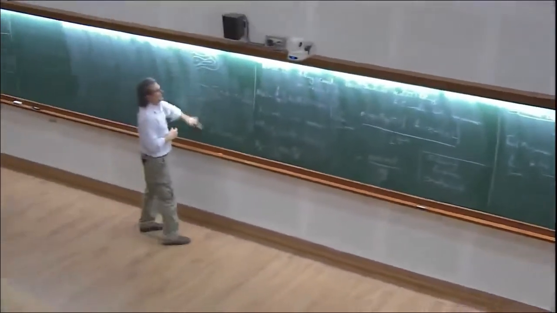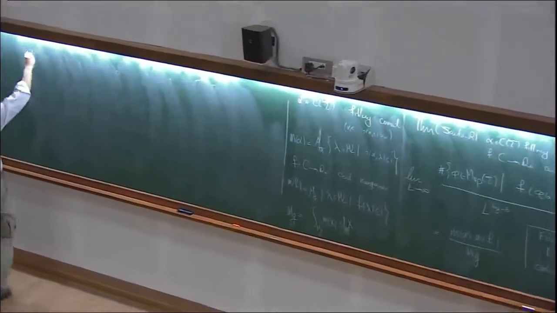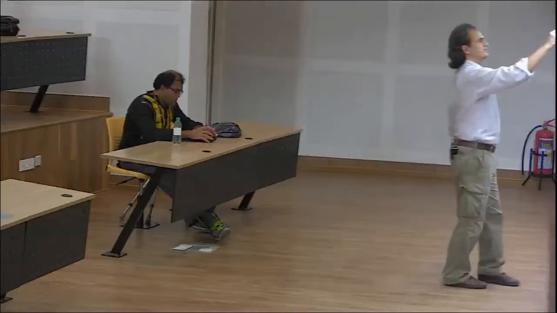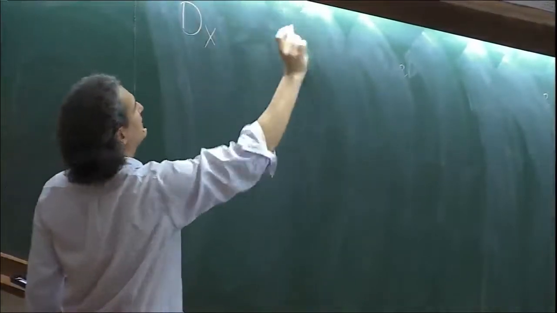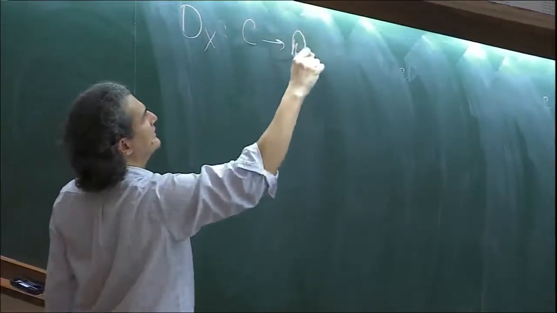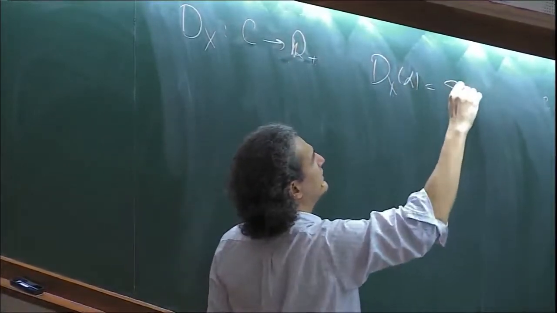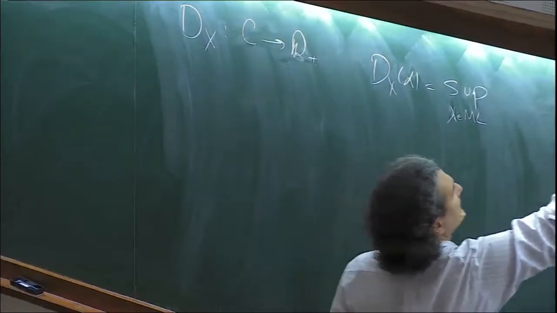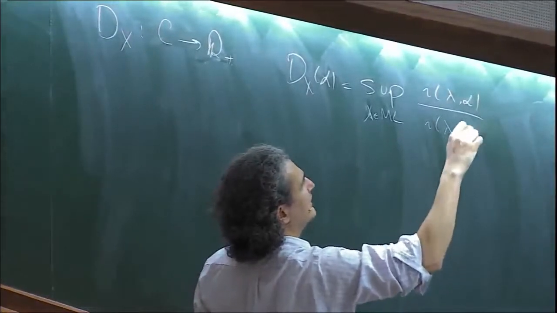Very good. So let me see how that is an instance of the theorem I just wrote down here. I define this function d of x, which is basically e to the distance. So it's the distance minus the log part. So dx is a function from currents to R plus, defined like that. It's a supremum over all lambda in ML of the intersection of lambda with alpha divided by the intersection of lambda with X.